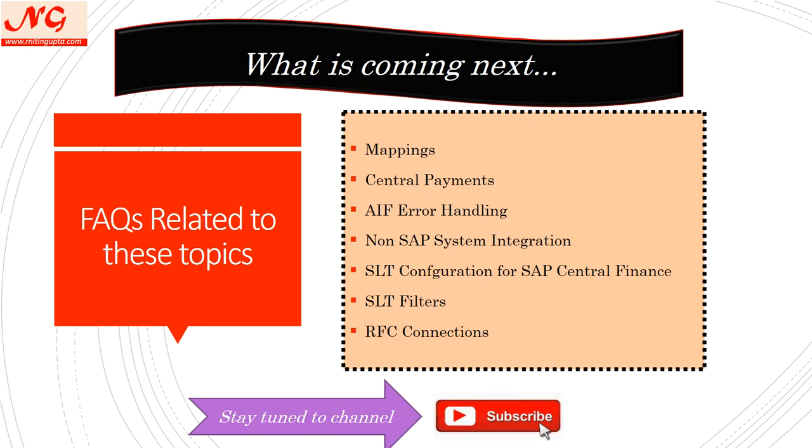Okay, so those were the questions for today, and just to recap, I will be coming up with these topics in the next subsequent videos. We will take each topic and have questions on those topics specifically, like mapping, central payment, AIF, non-SAP system integration, SLT filters, RFC connections. And then I got a question from one of the colleagues asking what the features of CFIN are and how it can fit with robotic process automation, RPA. So I will talk about that as well.